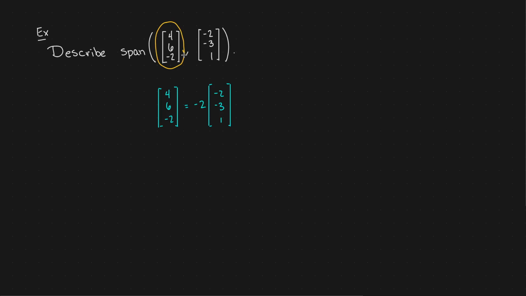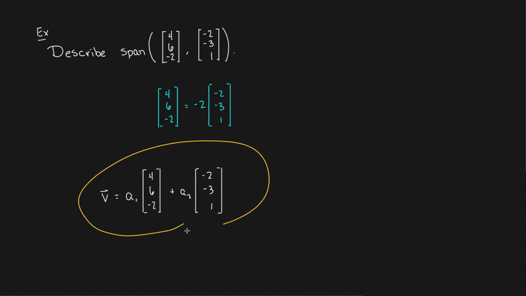So anything that this vector is describing in the span, its contribution to the linear combination, can be taken over by this, right? If vector v is equal to some constant times 4, 6, negative 2 plus some other constant times negative 2, negative 3, 1, and any vector in the span has to be described this way, right? That's what it means to be in the span. There's some scalar a1, some scalar a2, so that we could describe a vector in the span this way.